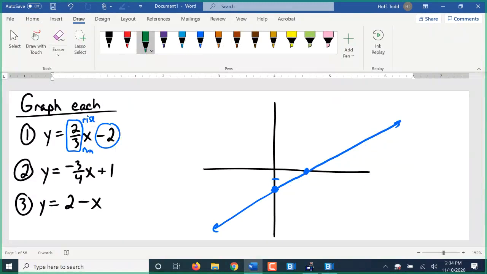The second equation here, we have the +1 that's by itself. So from the origin, from the center, we go up 1. It's going to be the starting point of this equation, the y-intercept of this equation.